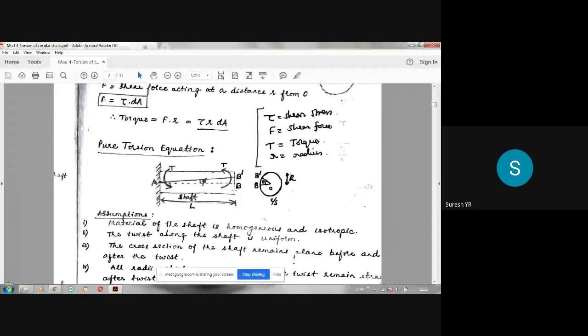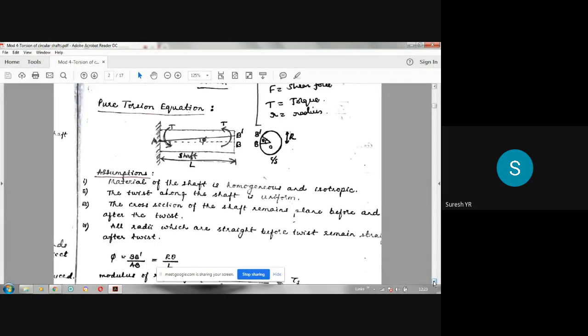This is the longitudinal section, cross section. phi is the shear strain, theta is the angle of twist, okay, T is the torque or the torsional moment or twisting moment. L is the length of the shaft. R is the radius of the shaft. These two notations. So some assumptions are made in deriving this equation.